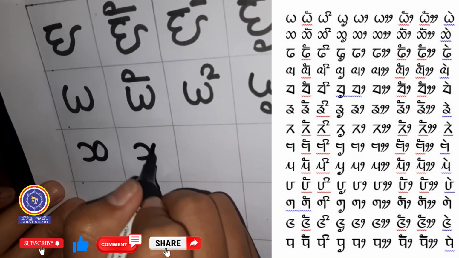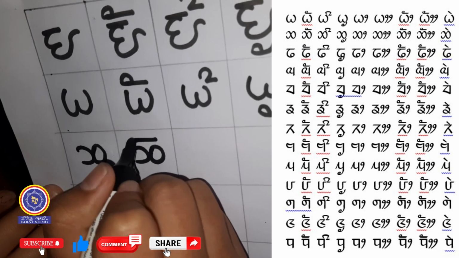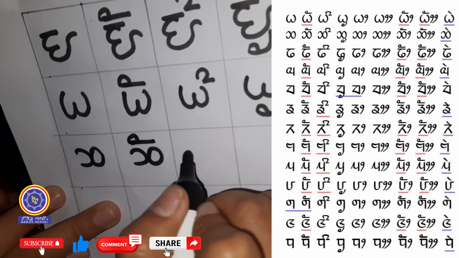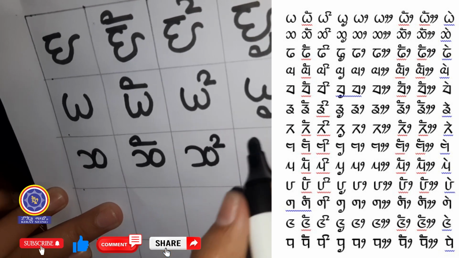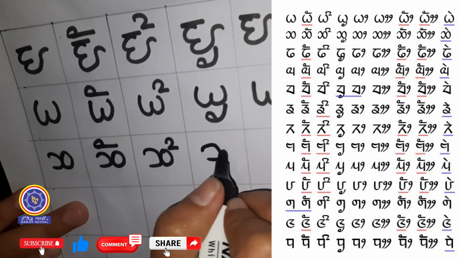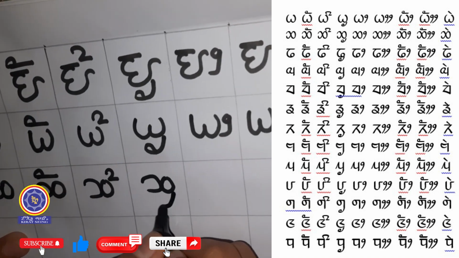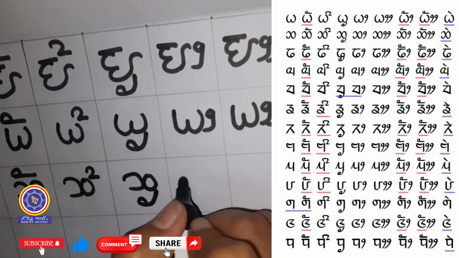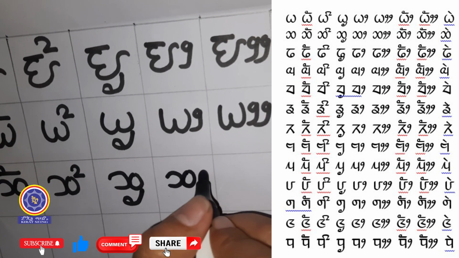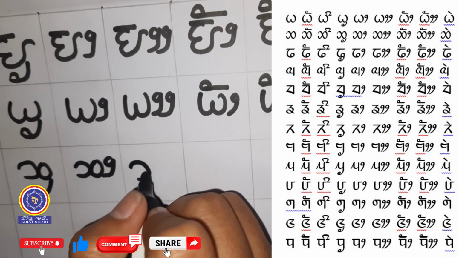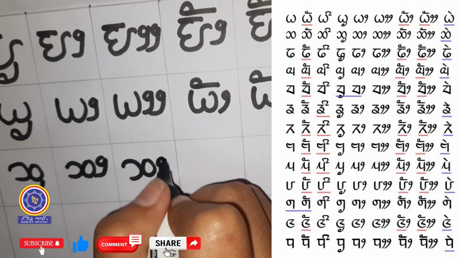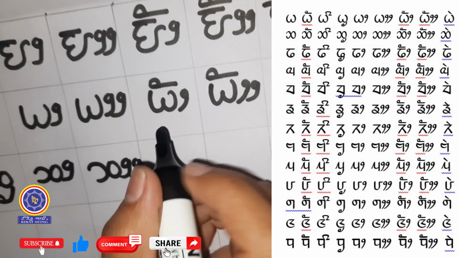Write fa and add amma. Fa amma fa. And fa and add iksu. Fa iksu fi. And fa and add uksu, fa uksu fu. And fa and add etu, fa etu fe. And write fa and add ainu, fa ainu fai.